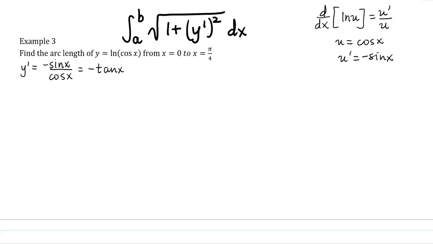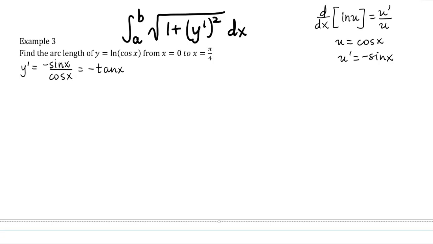It's a quotient identity from 172. So we have y prime. Let's go ahead and square y prime and add 1 to it. We don't have to worry about things not being differentiable on the interval like we did last time, because tangent will be continuous until we get to pi over 2. So we definitely are on an interval where our function will be differentiable. The derivative does exist.